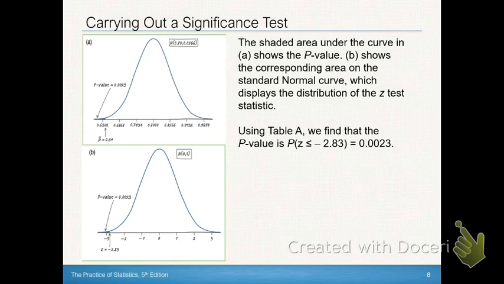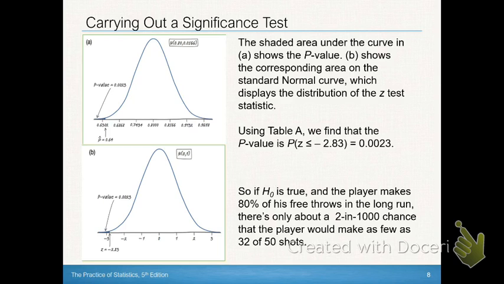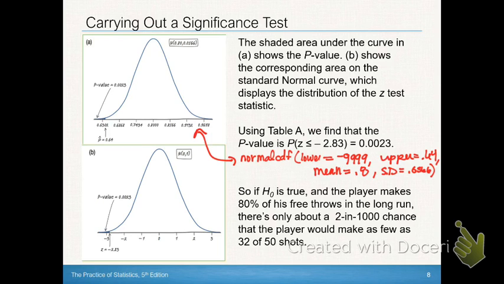But we can either use table A to get the probability of this happening, or we could also use our calculator. So if we were going to use our calculator, that's where we would use our normal CDF. Don't forget, you must still draw a picture and you must label the lower, upper, mean, and standard deviation if you're going to be using your calculator instead of using table A. But you're going to get the same result either way. You're going to get the same p-value.